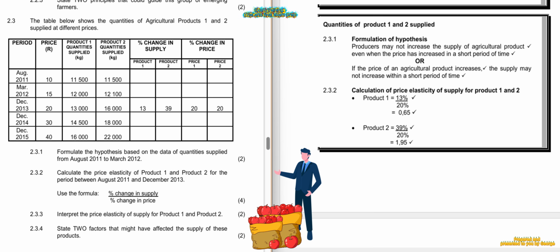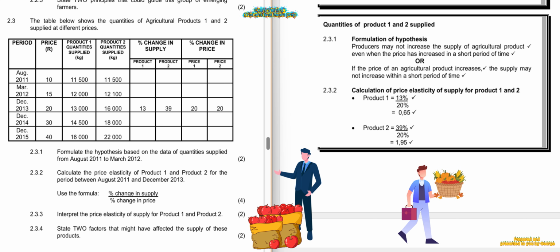2.3. The table below shows the quantities of agricultural products 1 and 2 supplied at different prices. 2.3.1. Formulate the hypothesis based on the data of quantities supplied from August 2011 to March 2012. The hypothesis is that if the price of an agricultural product increases, the supply may not increase in a short period of time.